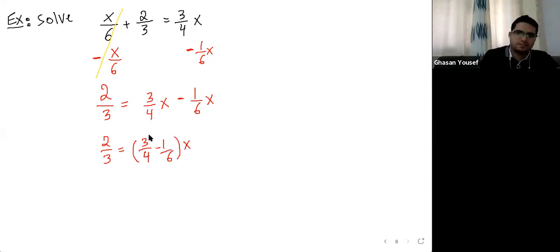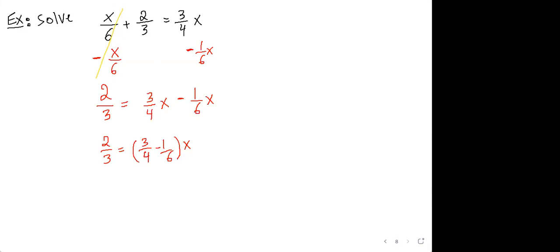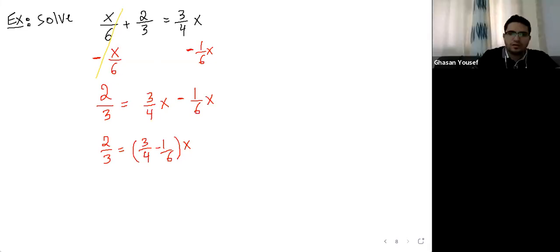Now I have two fractions. The first fraction is 3 over 4 and the second fraction is minus 1 over 6. To combine two fractions, we can use the least common multiple, or we can do a cross multiplication. Why? Because the denominators here are 4 and 6. They are not equal. So the best idea is to make the denominators equal. We have to do the cross multiply or find the least common denominator. But I prefer to do the cross multiply.